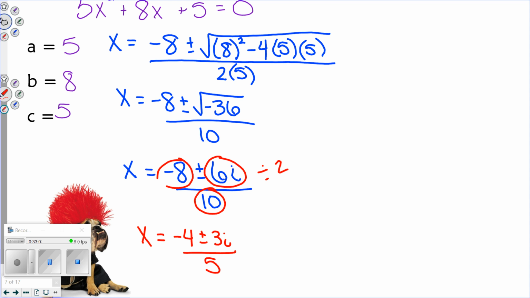Now, the question's always, do I keep going or do I stop? Do you have an i or a radical? I have an i, which means they're not like terms. I stop. If that i had not been there, then we would have moved on, and we'll look at one of those here in just a minute.